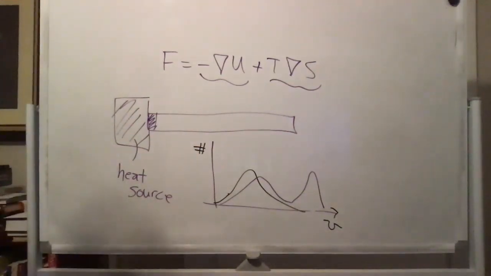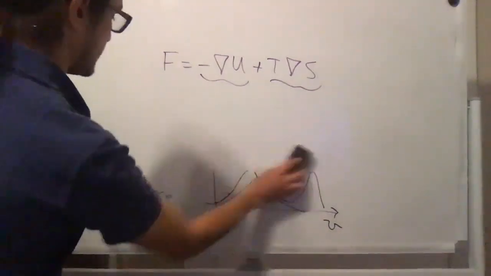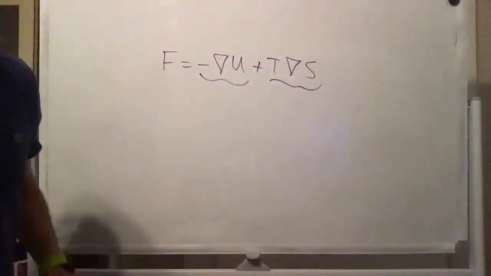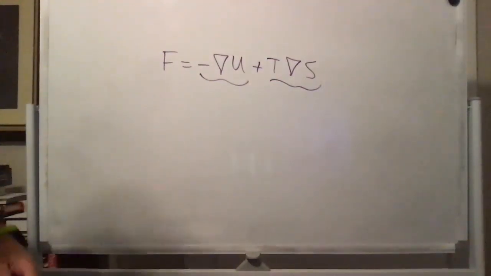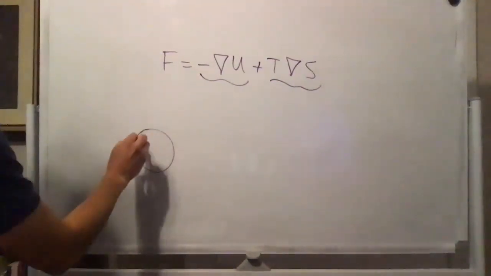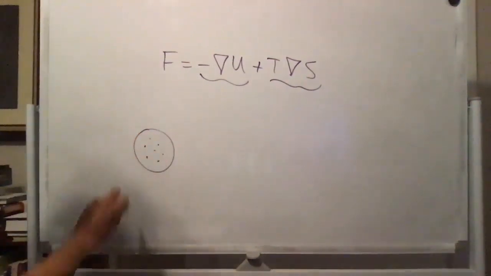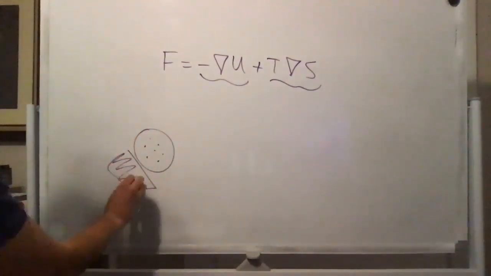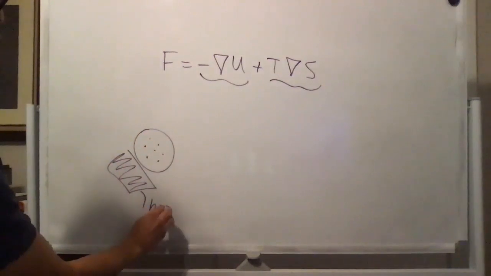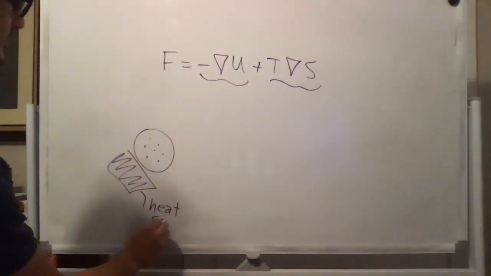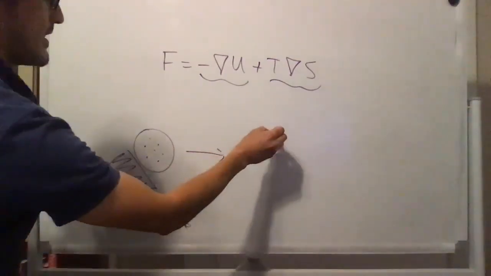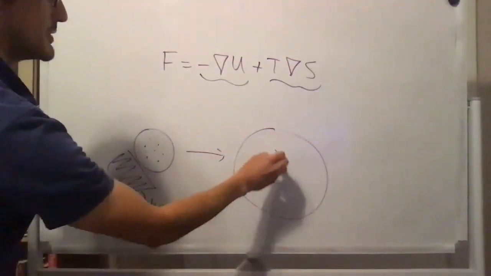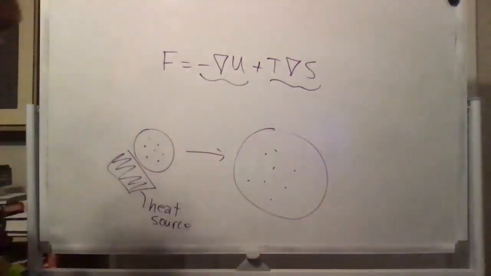Another example is if you have a balloon with some gas over here. You have your ideal gas, you have your heat source. You turn on the heat source and the balloon is going to expand, right? Have the same number of atoms.